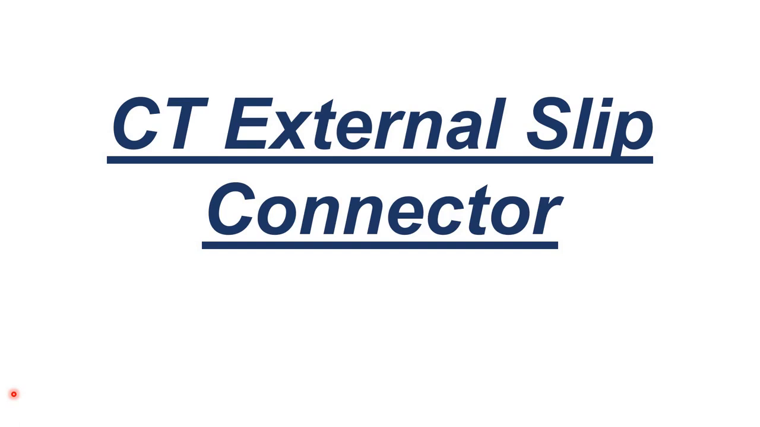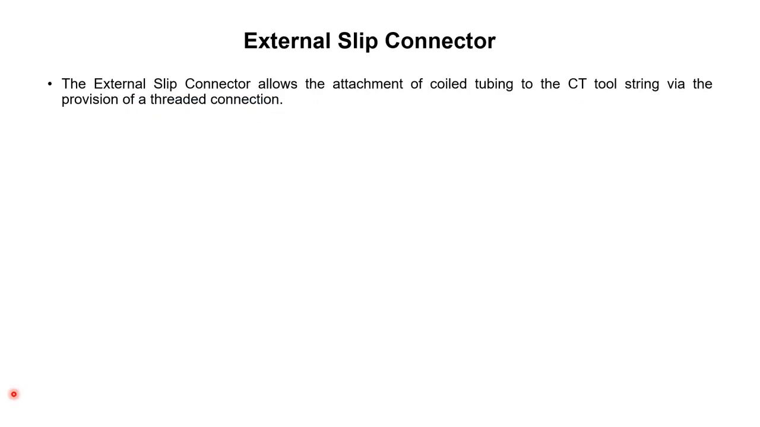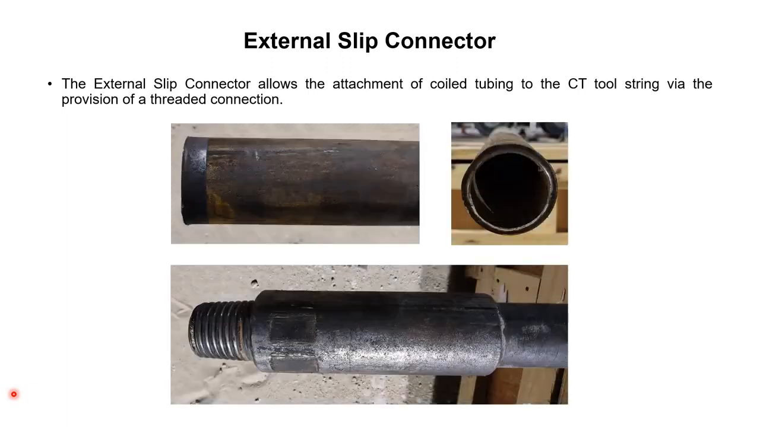Here we'll discuss CT external slip connector. The external slip connector allows the attachment of coil tubing to the CT tool string via the provision of a threaded connection. As we can see in this diagram, the end terminal of the coil tubing string is just a trimmed end. It doesn't have any thread on it. So the first purpose of the slip connector is to provide the threaded connection.